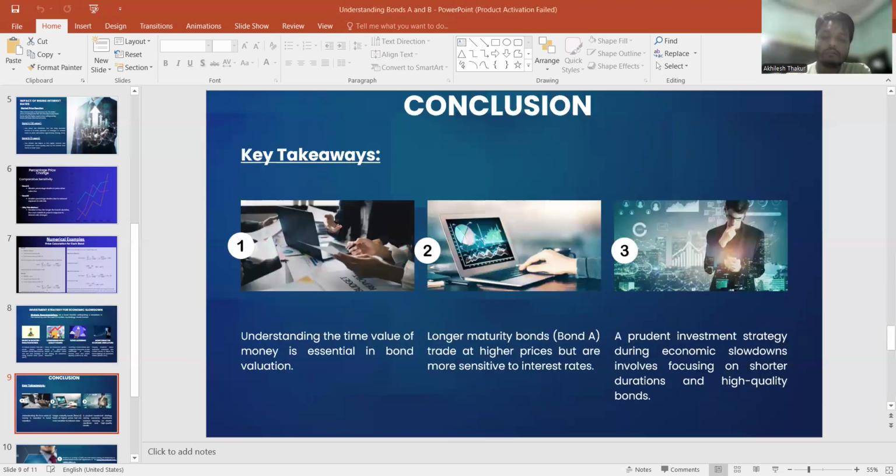So in conclusion, we have some key takeaways. The time value of money, as I said in the beginning, is a key concept in bond valuation. It helps us understand why bonds with future cash flows are worth less than cash today. Bond A, with its longer maturity, generally trades at a higher price, but is more sensitive to changes in interest rates. And last, during an economic slowdown, it's smart to focus on shorter duration bonds and high quality investments to reduce risk.